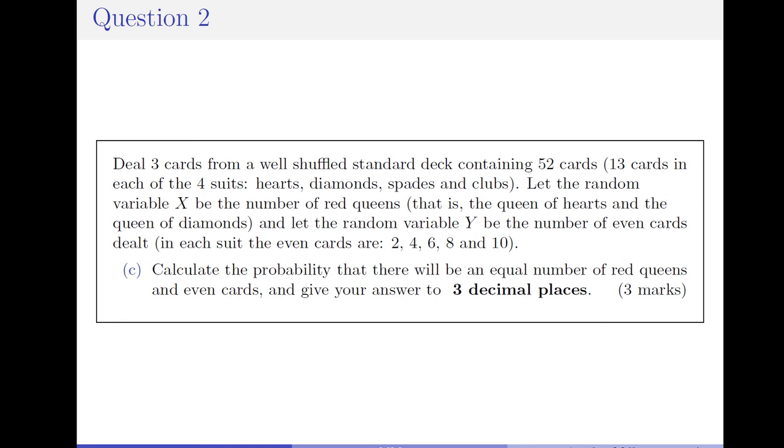It says calculate the probability that there will be an equal number of red queens and even cards. Give your answer to 3 decimal places, and this warrants 3 marks. So the first thing we need to do is identify the scenarios in which there will be an equal number of red queens and even cards.